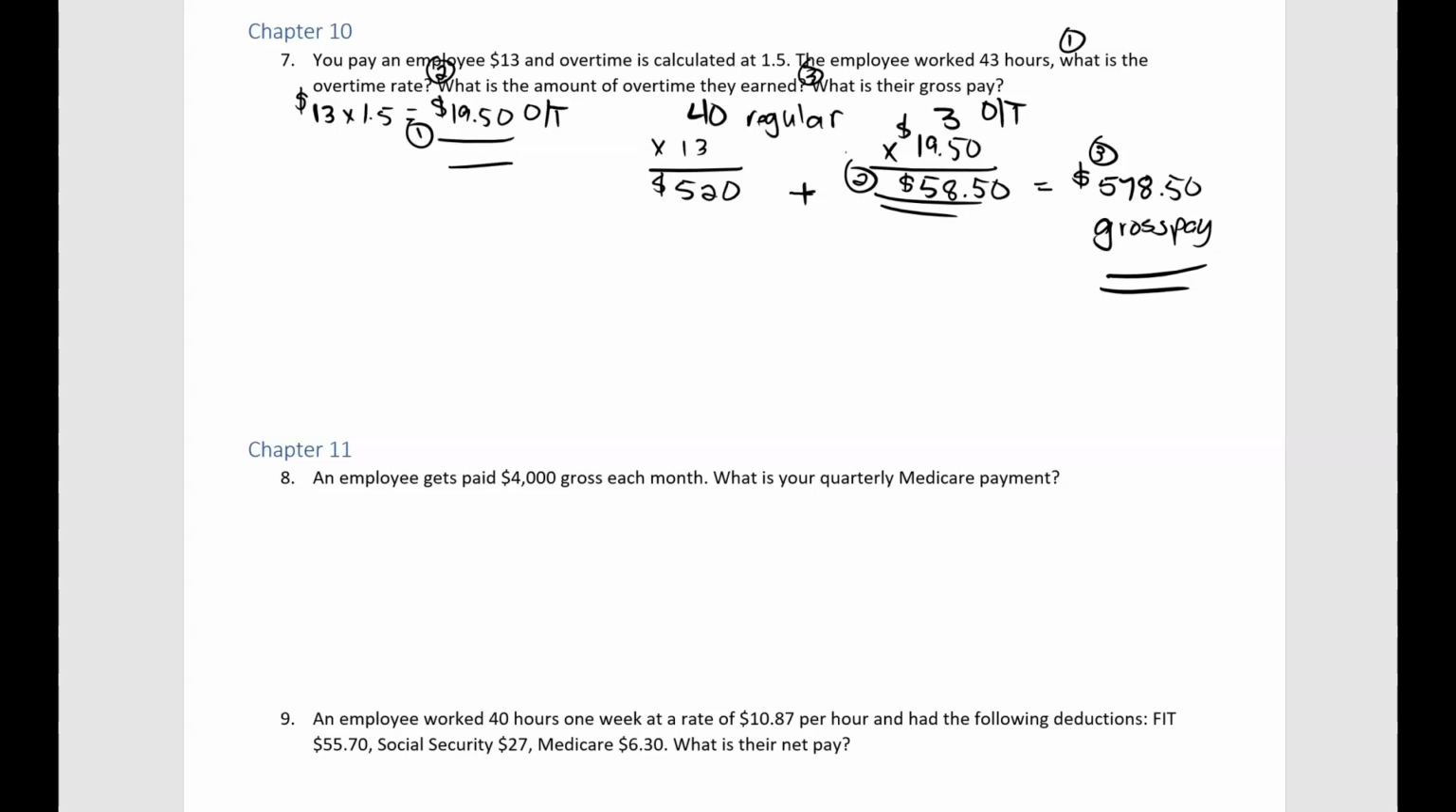Okay, Chapter 11 is also on payroll. Number 8, an employee gets paid $4,000 gross each month. What is your quarterly Medicare payment? Okay, if you remember Medicare, let's take the $4,000. Medicare is at a rate of 1.45%. Move that into decimal form by moving it 2 places to the left. We get $58. So $58 out of the employee's paycheck is for Medicare. Multiply it by 3 months for the quarterly payment. That is $174.